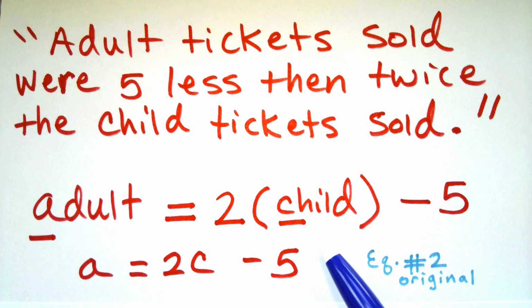So join me for part 3 video. I'm going to show you step by step how to use the substitution method of system of equations in order to solve and find out exactly how many adult and exactly how many children tickets were sold. Math is easy to take step by step. Join me in that part 3 video.